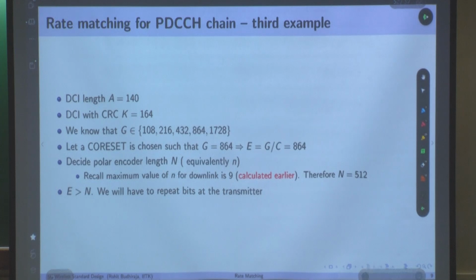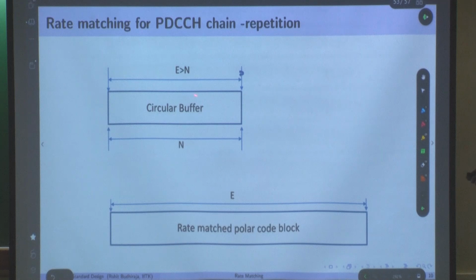E is greater than N, so you will have to repeat bits at the transmitter. What is the circular buffer length? N, that doesn't change. E is greater than N now. So you will wrap around and keep reading till you hit E bits. This is N. This is a rate matched polar code block. So you have basically read these many extra, E minus N bits from here.